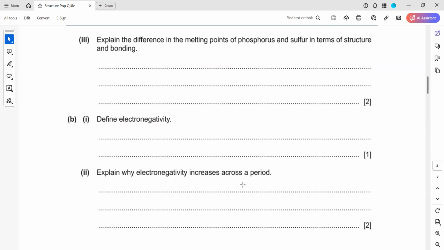Sulfur has more electrons. Sulfur is 16 and 32, and phosphorus is 15 and 31. So molecules of sulfur contain more electrons as compared to phosphorus. And even the number of atoms in one molecule of phosphorus is usually 4, but in sulfur it is usually 6 in one molecule. So overall, the number of electrons also increases.